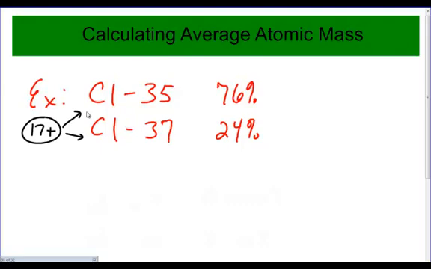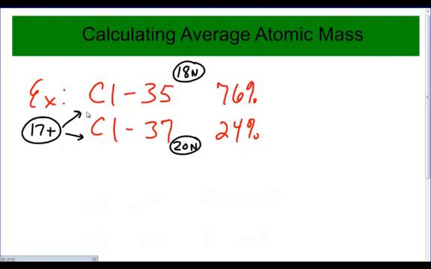But if you notice, chlorine 35 would have 18 neutrons. So we'll put 18 neutrons there. While chlorine 37 is more massive, it actually has 20 neutrons. So you notice that chlorine 37 is going to be a little bit heavier version of chlorine. Now, you see the 76% and the 24%.